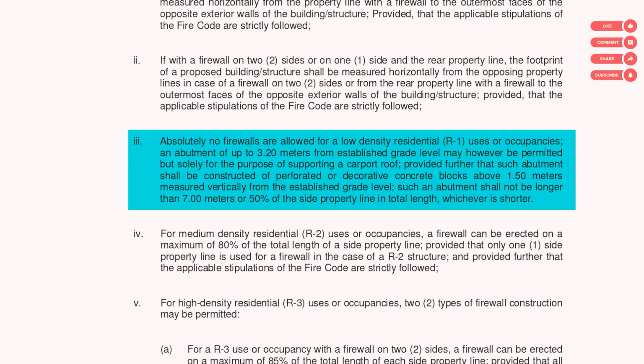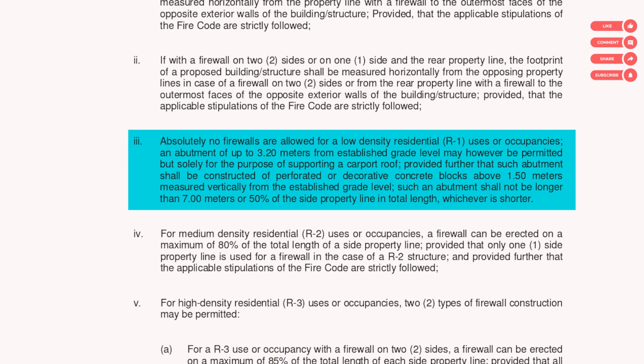This is what you can do. Okay, nakalagay dito, if you need a wall on the property line, say for your carport, you can build this wall. This is fine. This is allowed for R1. Our rules down are the following. Number one, do not be taller than 3.2 meters. So that's the first requirement.